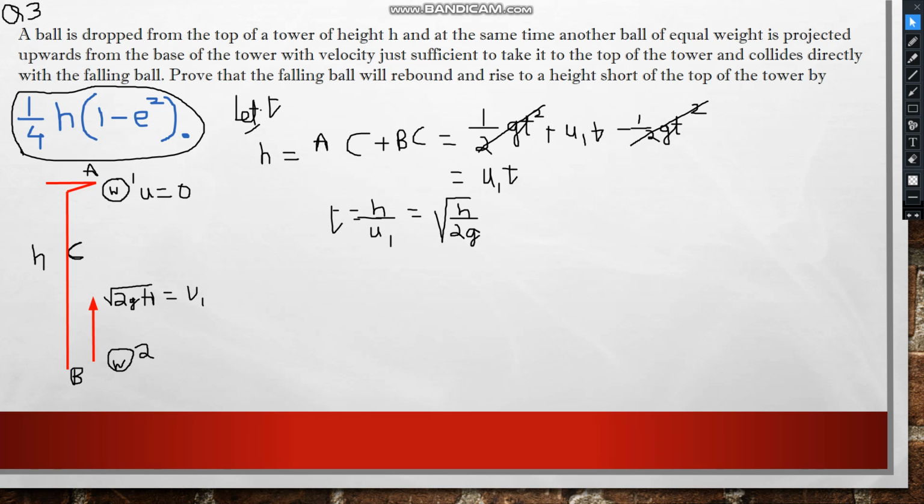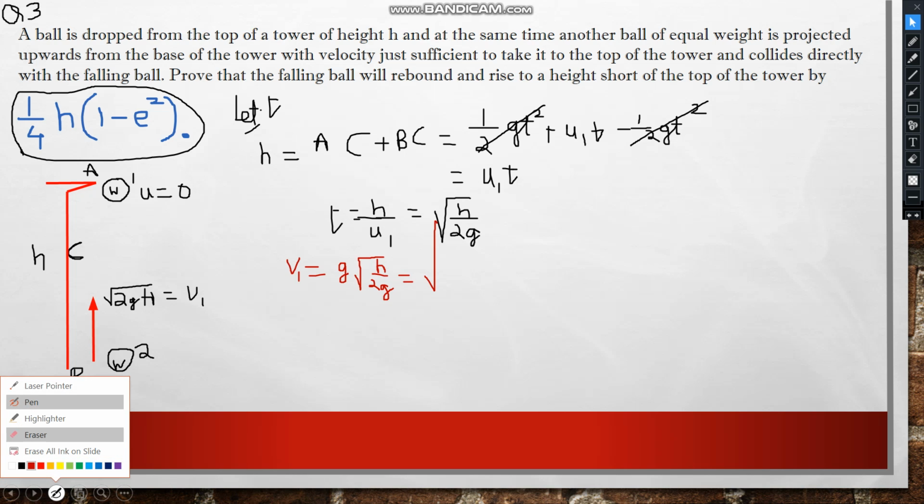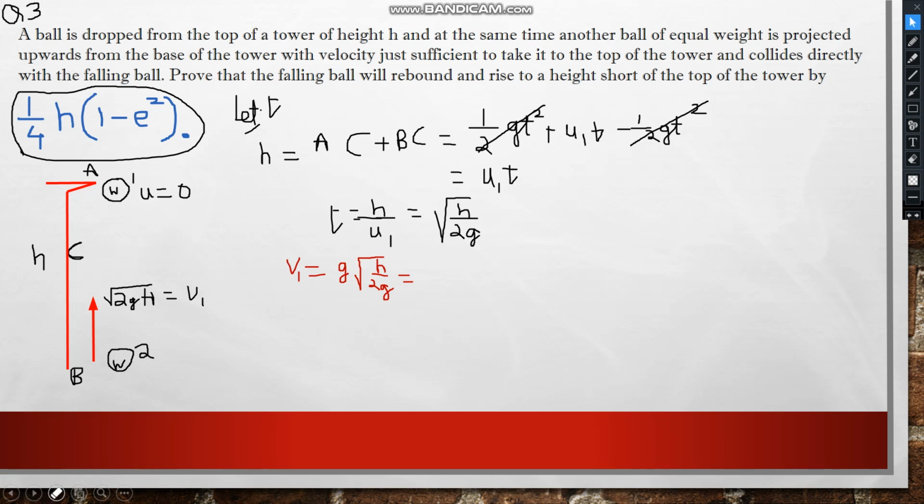At the time of collision, the velocity v1 for body 1 will be equal to g t, which is g times root of h by 2g, which means this will be root of h g by 2.